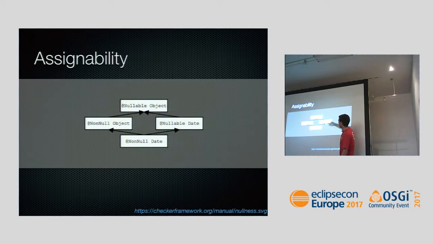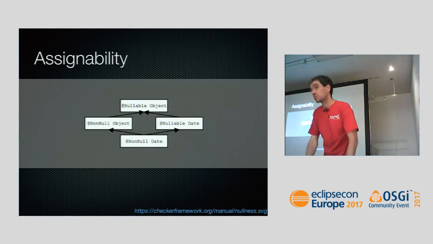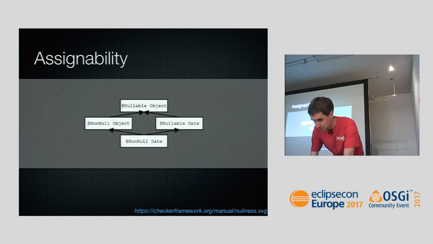On the other hand, we have the standard inheritance relationship between Java classes, like Date is a subtype of Object. So of course, nullable Date is a subtype of nullable Object. And then we have diamond inheritance here, which cannot even be expressed on the class level in the Java type system, to say that a non-null Date is both a non-null Object and also a nullable Date. But this is all nicely documented in the quite good manual of the Checker Framework.